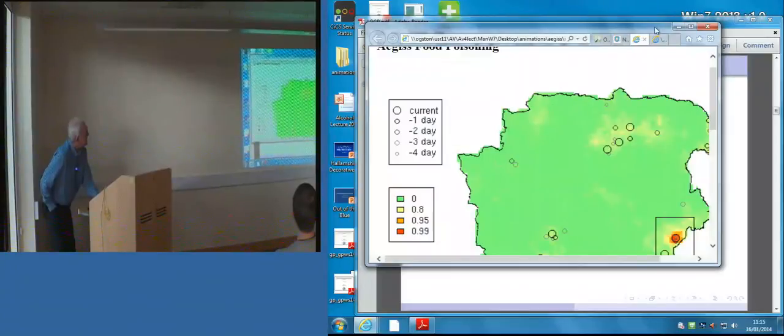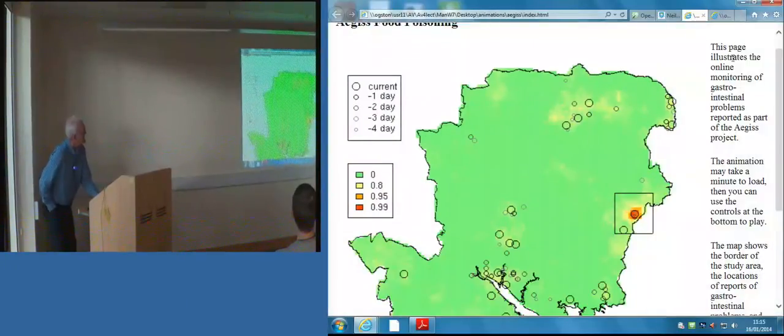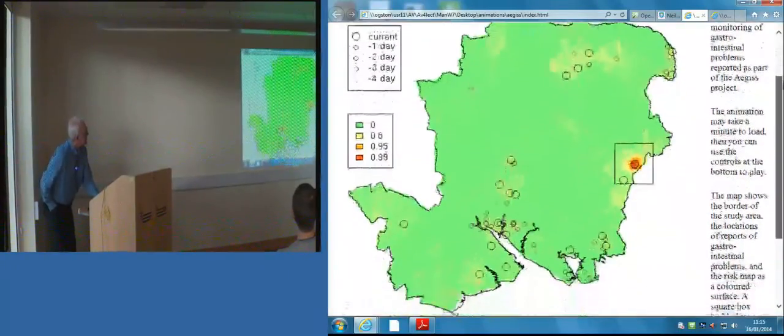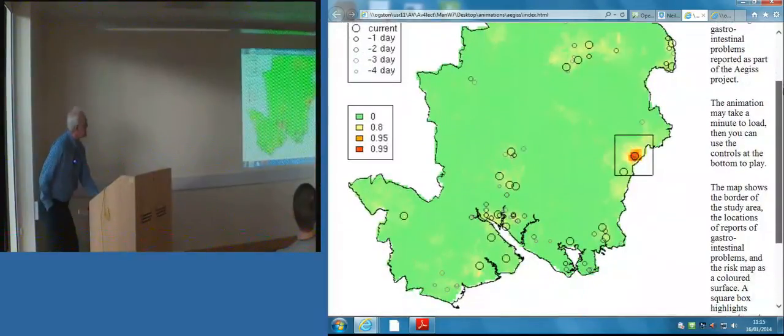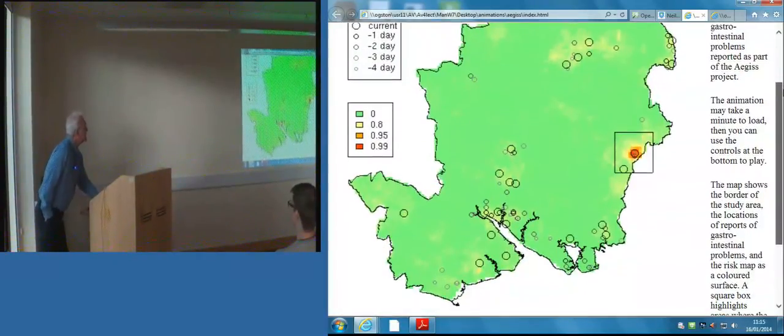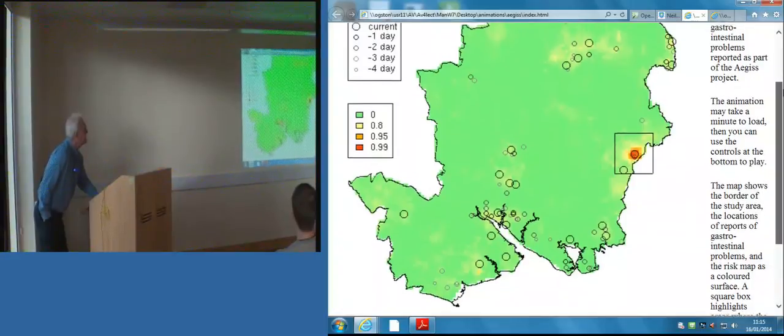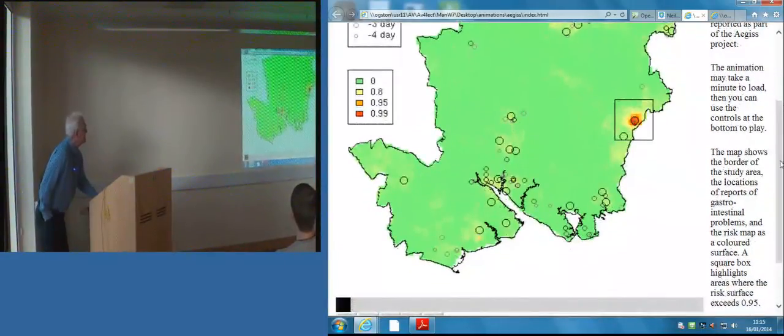So here we have, you've already seen a static version of this. Here we have Hampshire, and here we have a snapshot from the Aegis project I looked at earlier, with apparently a possible hotspot in the east of the county.